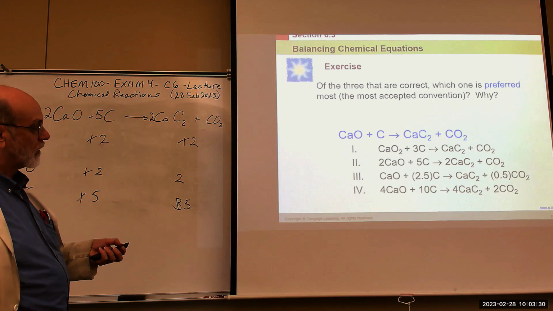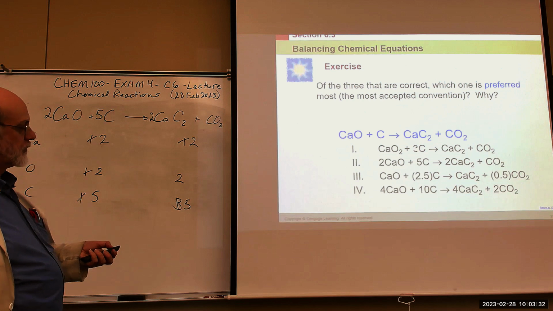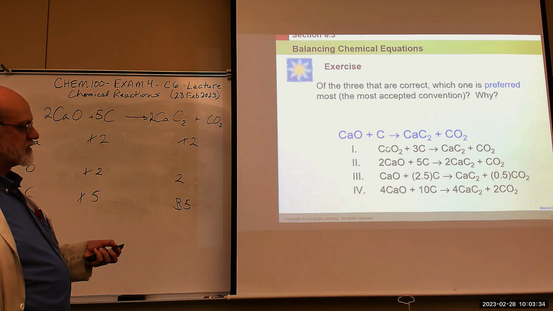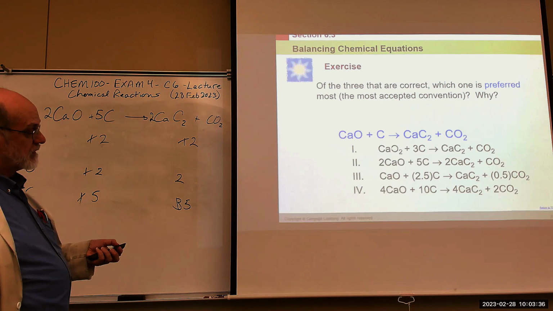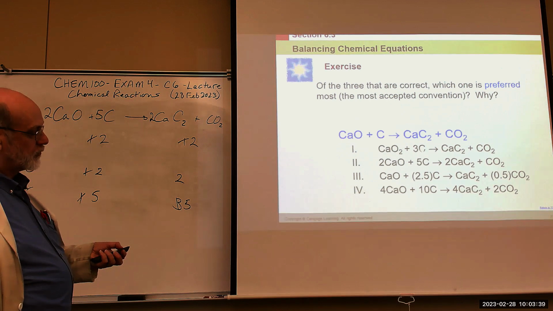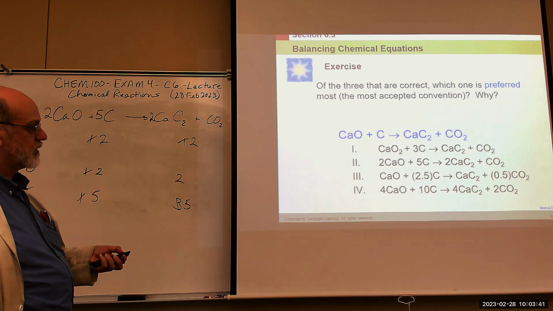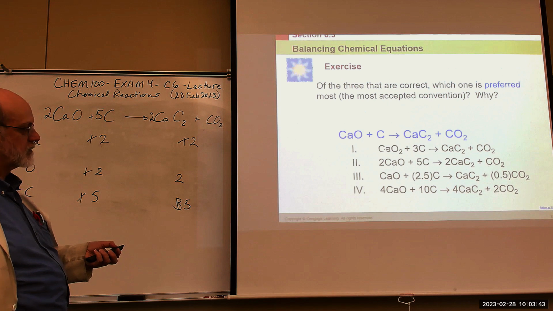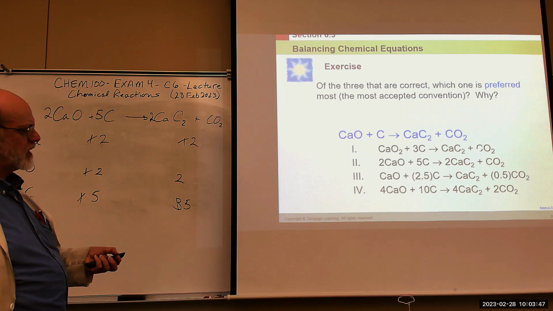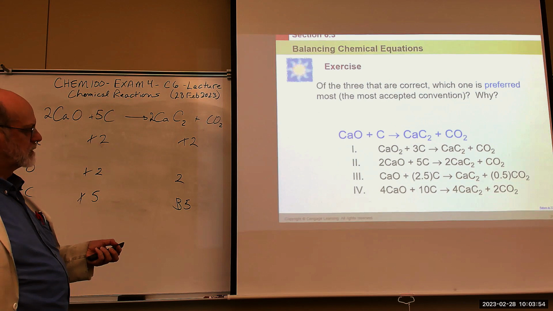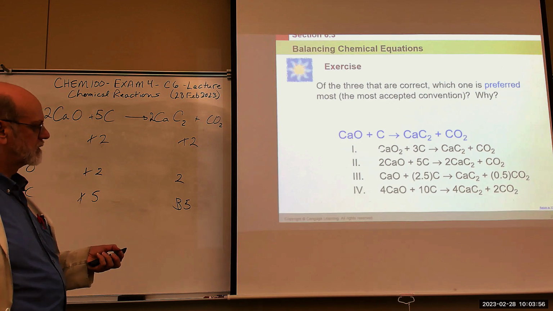The top one is wrong. Right? 1, 3, 1, 1. That's just entirely wrong. And you can see there are 3 carbons here and 3 carbons there, 1 calcium there, 1 calcium there. You know, that looks like it balances. 2 oxygens, 3 carbons. Are these written correctly? Yeah, they're written correctly.